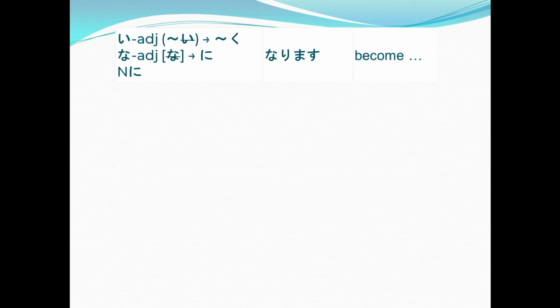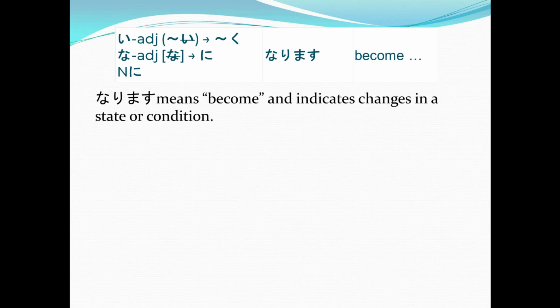So for this one is using the narimasu or become. So if it's an i adjective, remove the last i of the i adjective, change it into ku, then narimasu. Then if it's a na adjective, remove the na in the na adjective, change it or add ni, narimasu, which means become again. And if it's a noun, it's ni, narimasu. Again, noun ni, narimasu, to become. So as I've said before, narimasu means become, and it indicates changes in a state or condition.